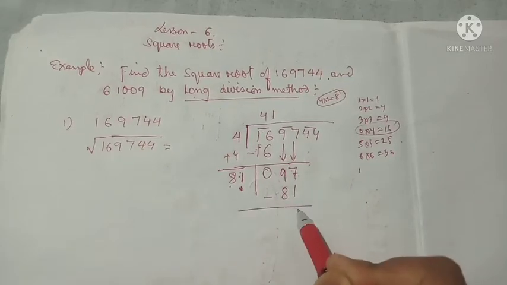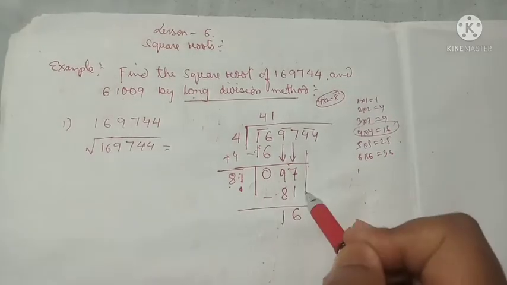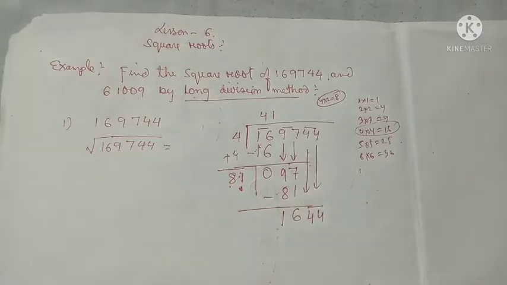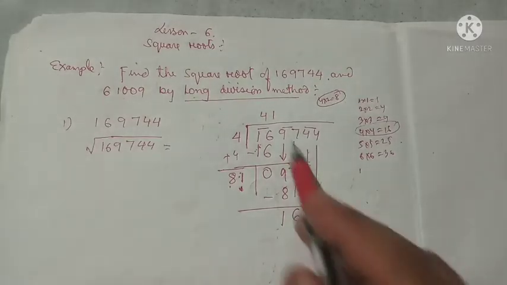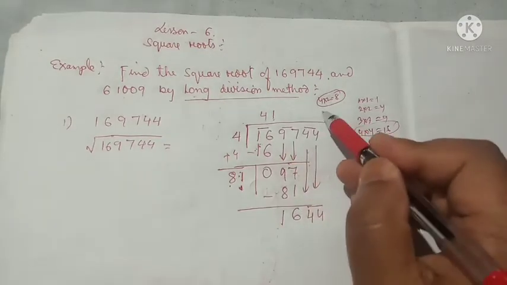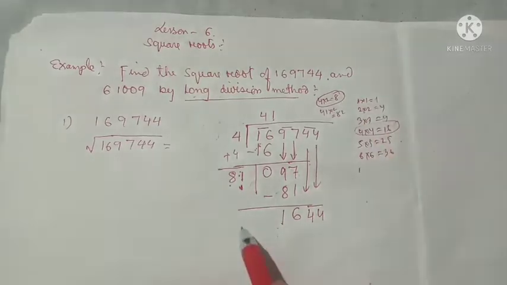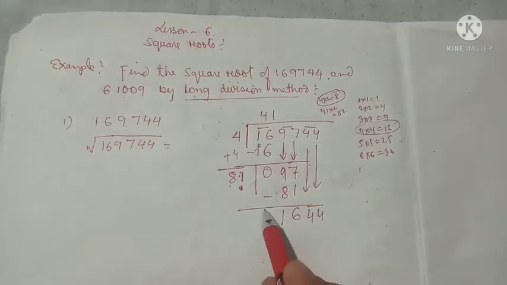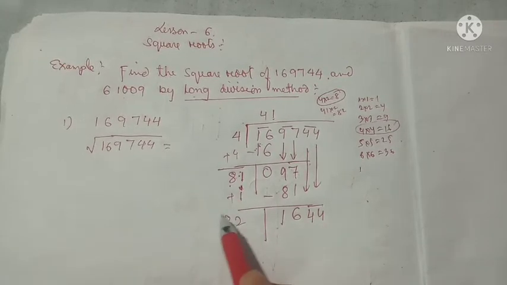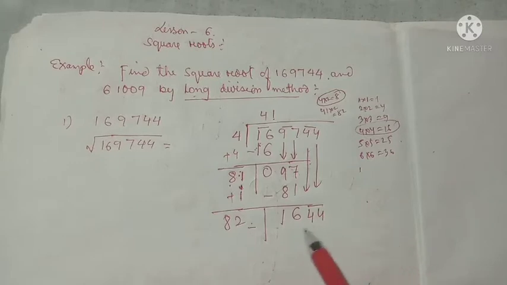Now you subtract, and the answer is 16. Now again we put down this 44. So again you multiply the quotient by 2. If you multiply 41 by 2, you will get 82. The divisor for this number will be 82. If you add 1 here also, you will get 82, the same thing. But you need to put one number here to get this number.